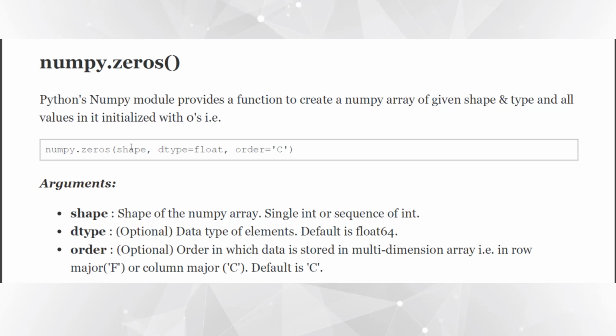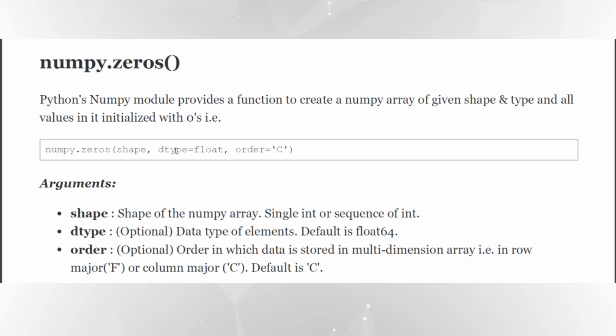First one is the shape, that is the shape of the NumPy array which we want to create. It can be a single integer if you want to create a 1D NumPy array filled with zeros, or it can be a sequence of integers if you want to create a multidimensional array filled with zeros.